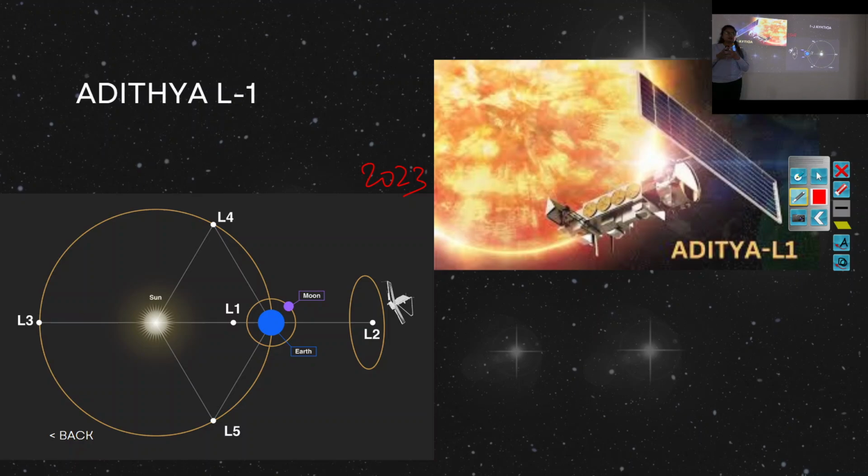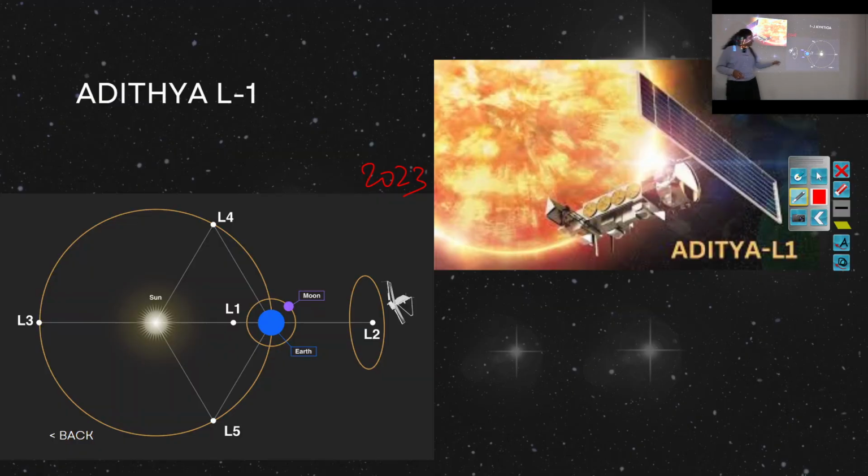Usually the objects will start revolving around the earth or the sun, right. But at these points it will help any object to stay stationary. Okay. Slight movement will be there, but it will not go into an orbit. It stays stationary there because the gravitational force will cancel out at these points.